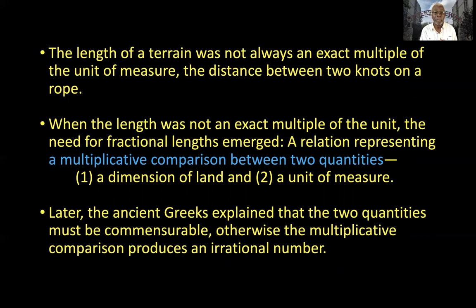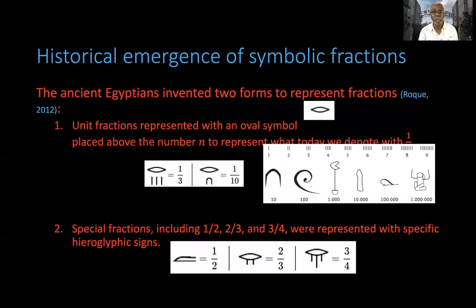So when the length was not an exact multiple of the unit, there was a need for fractional lengths. And we can notice that the fractional lengths are multiplicative comparisons between two quantities, the dimension of land and the unit of measure. Later, of course, Greeks would note that the quantities had to be commensurate, that is, they had to have a common unit. Otherwise, the multiplicative comparison would result in an irrational number.